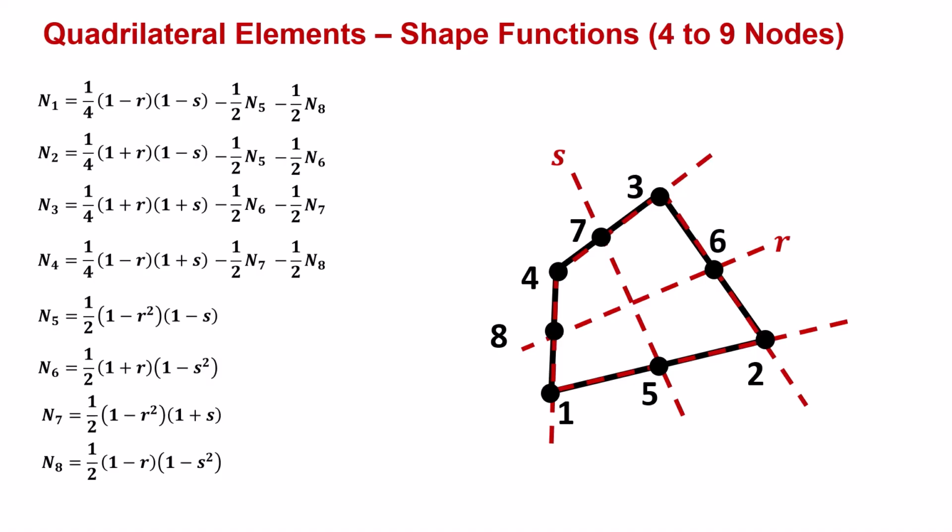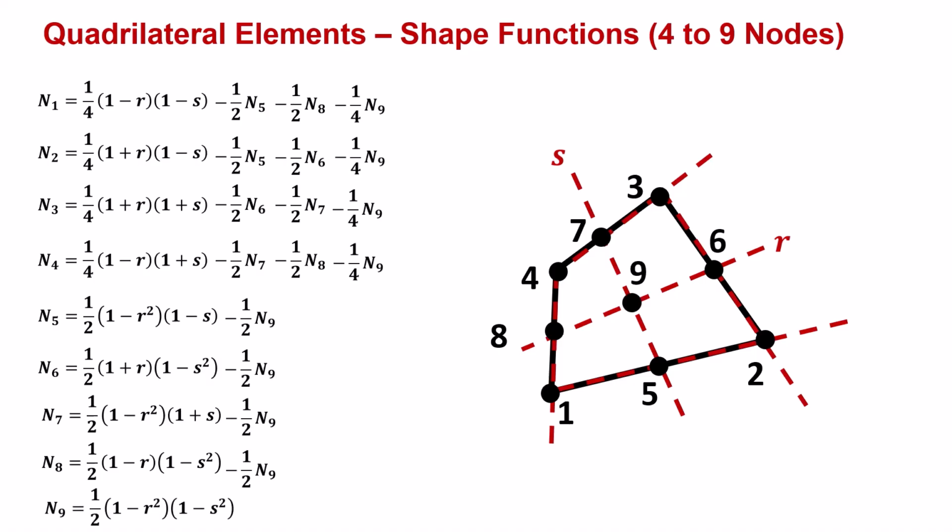Finally, when we introduce node 9 at the center of the element, 1/4 of N9 is subtracted from each of the corner nodes N1 through N4, while half of N9 is subtracted from each mid-side node N5 through N8. This completes the derivation of shape functions for quadrilateral elements with anywhere from 4 up to 9 nodes.